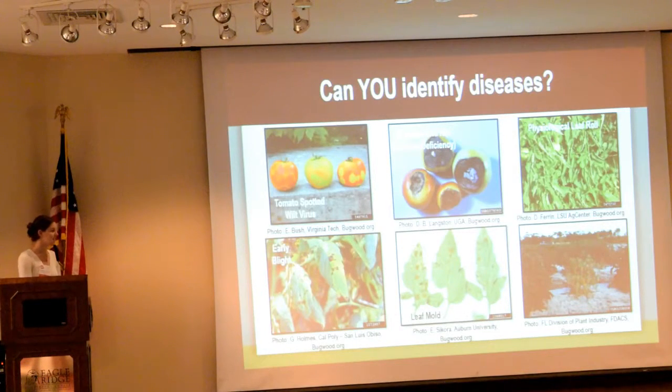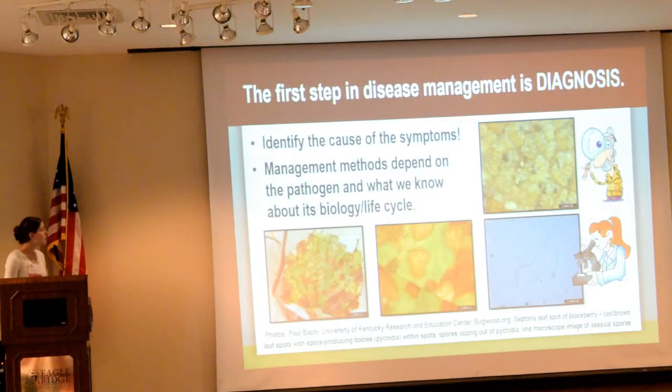There are several diseases that can cause wilting. This one in particular is bacterial wilt. So if you know kind of what to look for and what potential diseases it might be, that can help you to address the problem sooner. Again, the first step in disease management is diagnosis. You need to identify the cause of the symptoms, and then the management methods that you use will depend on the biology and the life cycle of that pathogen.